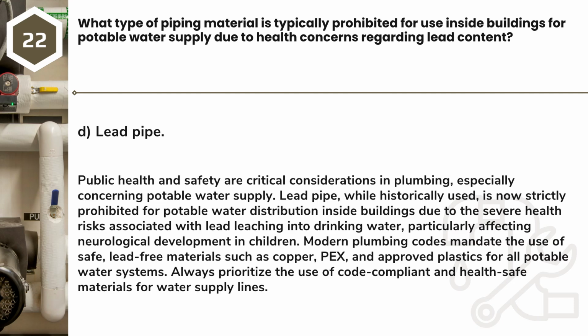Answer: D. Lead pipe. Public health and safety are critical considerations in plumbing, especially concerning potable water supply. Lead pipe, while historically used, is now strictly prohibited for potable water distribution inside buildings due to the severe health risks associated with lead leaching into drinking water, particularly affecting neurological development in children.